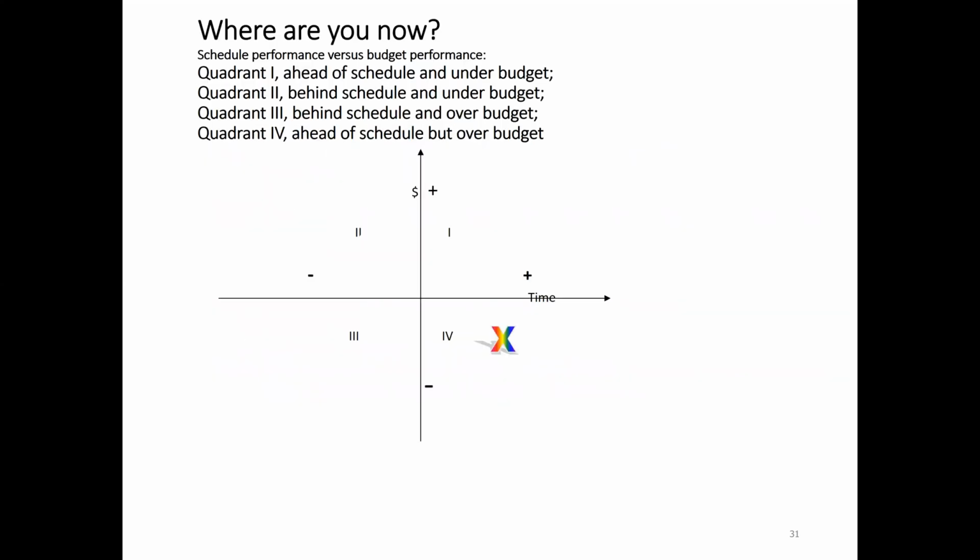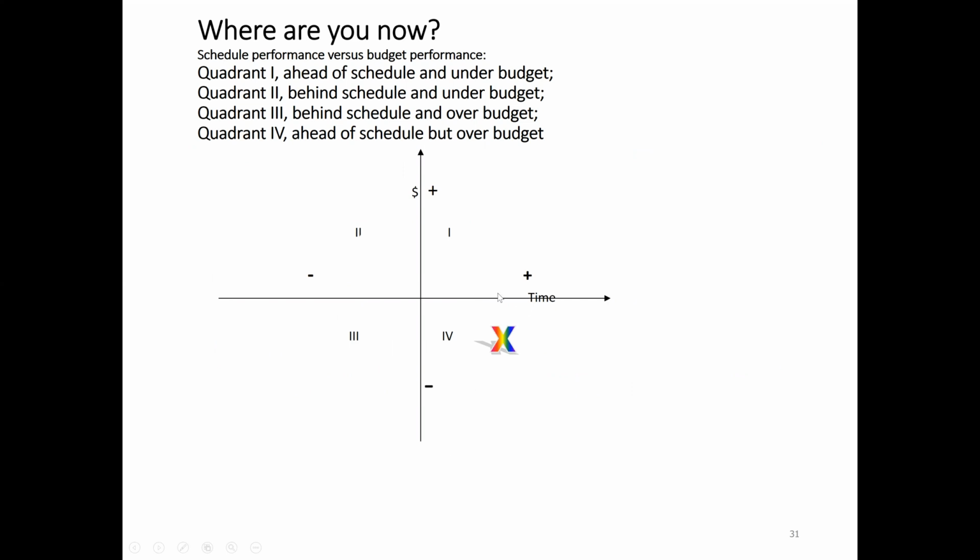So with this, we have found the values. Now we see where you are now. We have these four quadrants: quadrant number 1, 2, 3, and 4. On the x-axis is the time, and on the y-axis is the dollar amount.